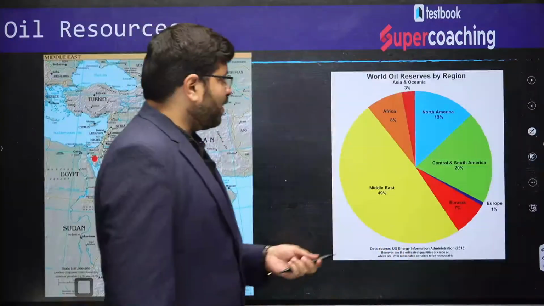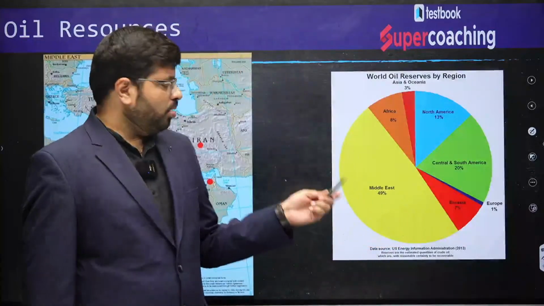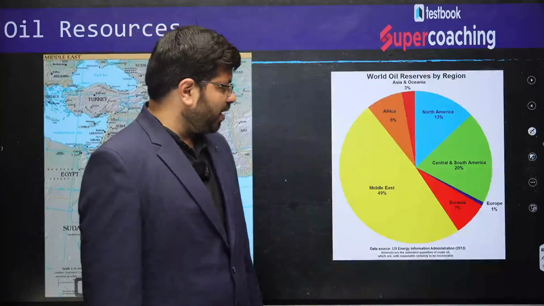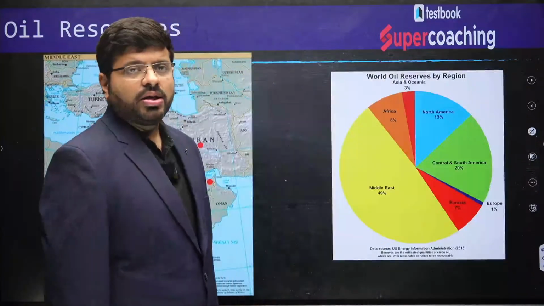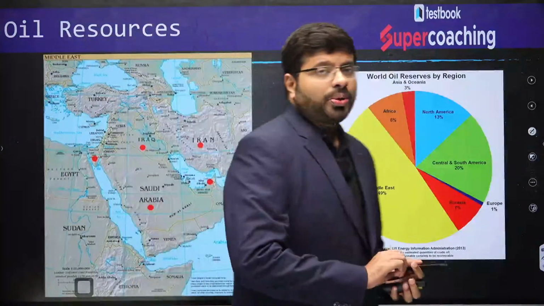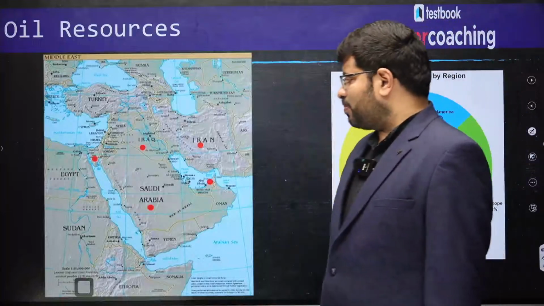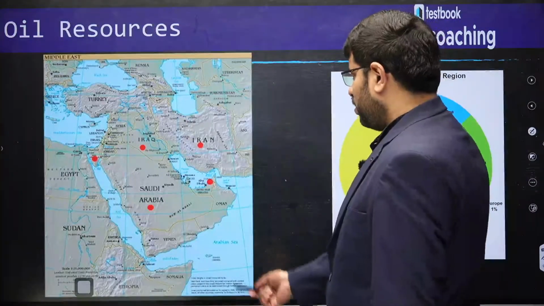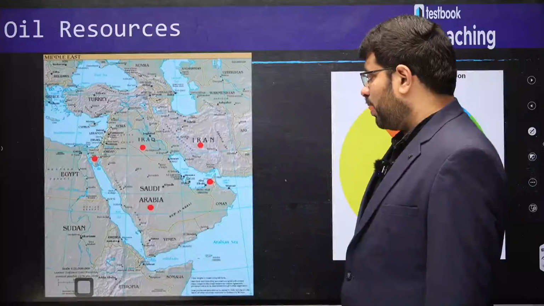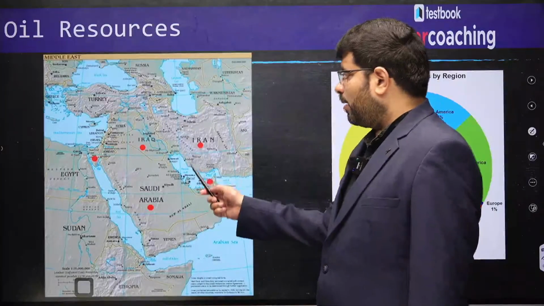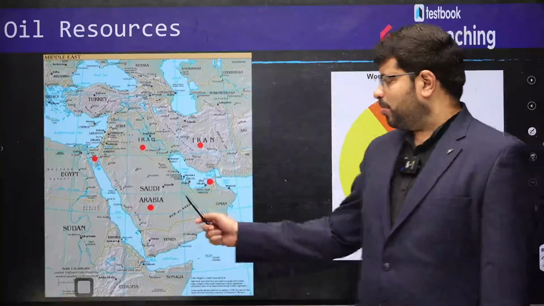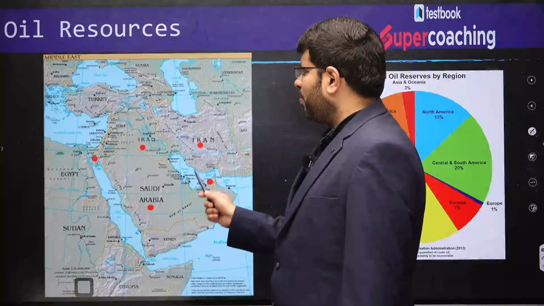As you can see in the pie diagram, it is almost 50%, 48 or 49, roughly we can say 48% of the oil is in the Middle East. Among the top 10 oil countries around the world, you have these countries in the top 5, for example Saudi Arabia, United Arab Emirates, Kuwait, Iran, Iraq, and to a certain extent Egypt as well, but mostly Saudi Arabia and Kuwait have very decent levels of oil.